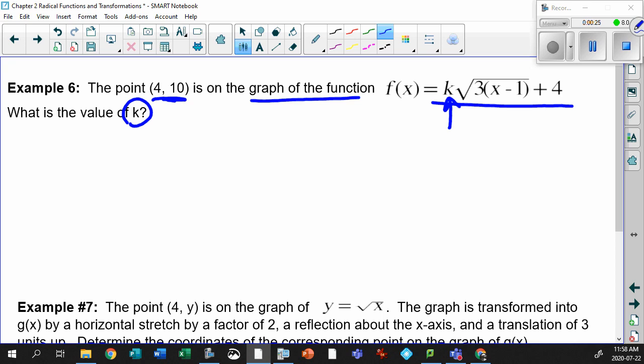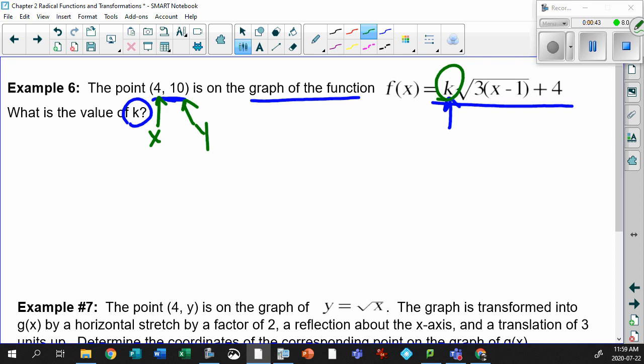K is, of course, going to be your vertical stretch factor. It's going to be your A value. I call it K, A, K, whatever. Who cares? But the point here is this. That's an x. That's a y. You now need to find that stretch value right here.